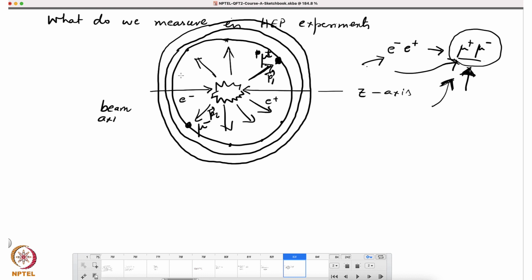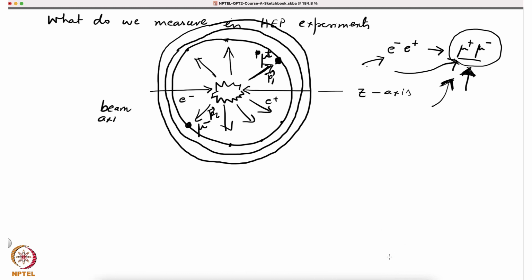Okay. So, I have hopefully given you an idea of the reason behind designing such experiments. Now, let me tell you that typically all these experiments are called scattering experiments.